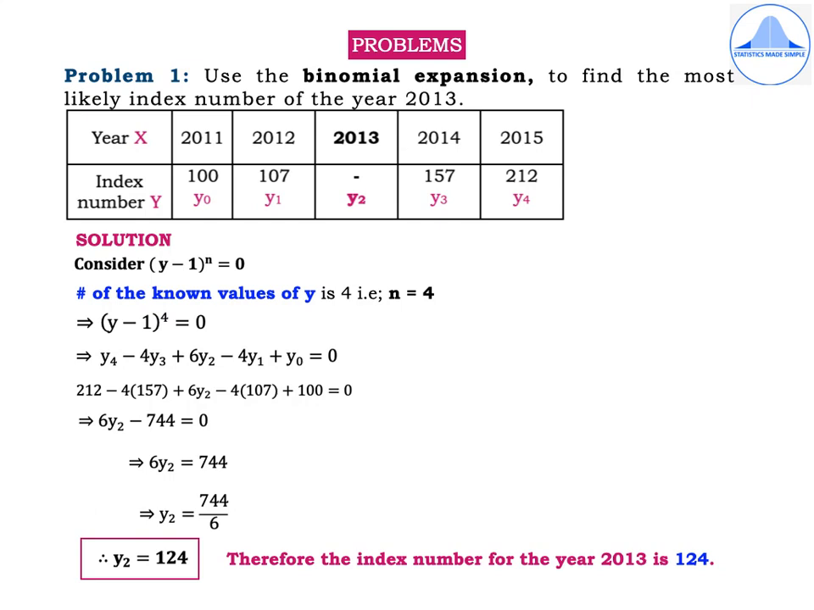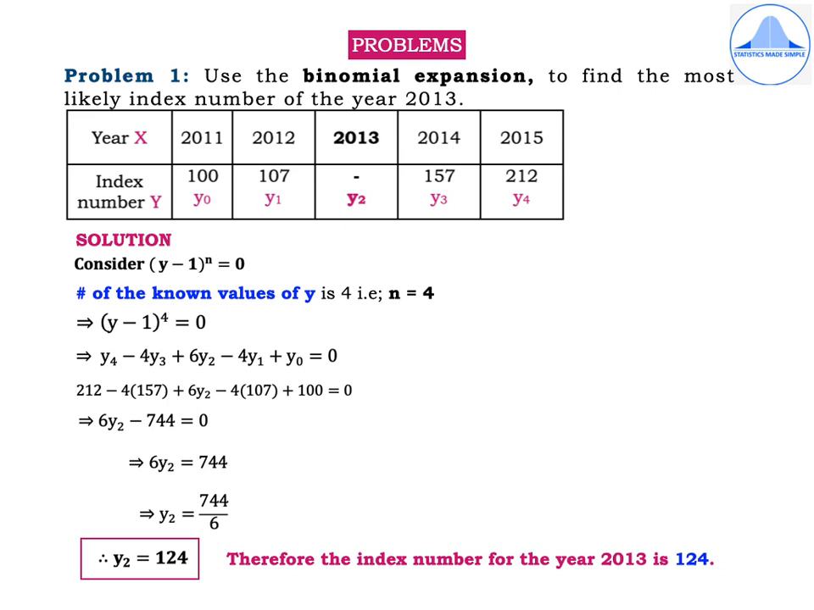So starting with the problems, problem 1. Use the binomial expansion to find the most likely index number of the year 2013. So in the table, you have the years as 2011, 12, 2013, 2014 and 2015. The index numbers are 100, 107. Then you have the missing value, 157 and 212.